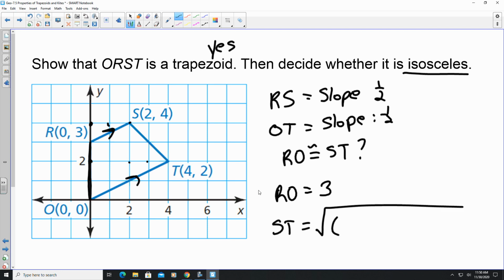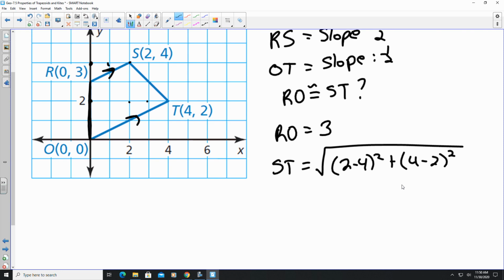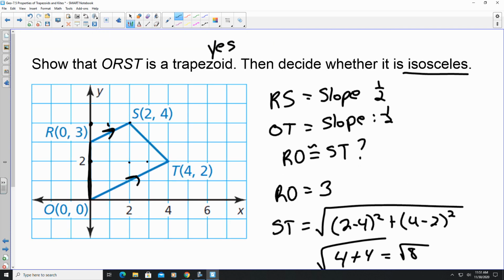So this is going to be 2 minus 4 squared plus 4 minus 2 squared. 2 minus 4 is -2. -2 squared is 4. 4 minus 2 is 2, and 2 squared is 4, so that's plus 4. This gives me the square root of 8. All right, square root of 8 is not 3. To answer their question, no, it is not isosceles. It is a trapezoid, just not an isosceles trapezoid.